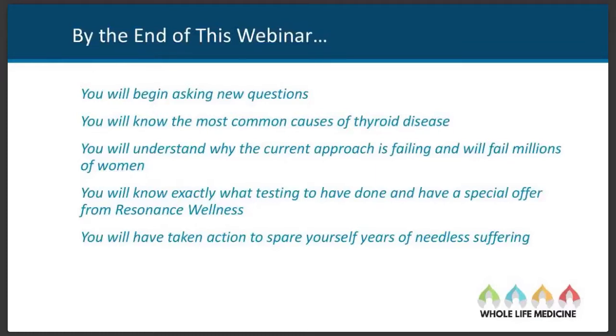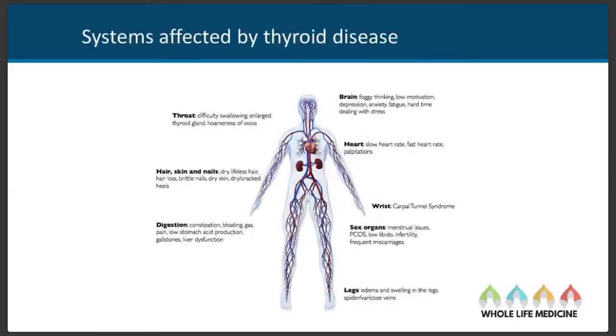So without further ado, let's take a look at this a little bit more deeply. Again, this is an overview of the kinds of systems that are really affected by thyroid disease, and these are the ones that are most noticeable to most people.